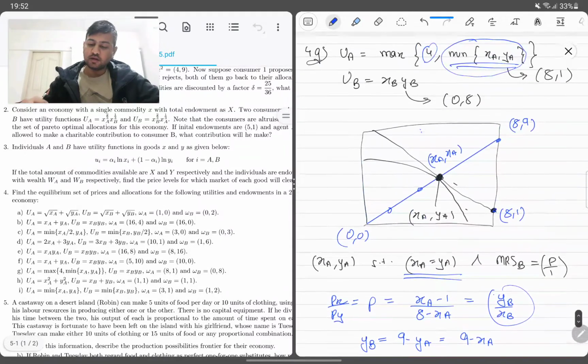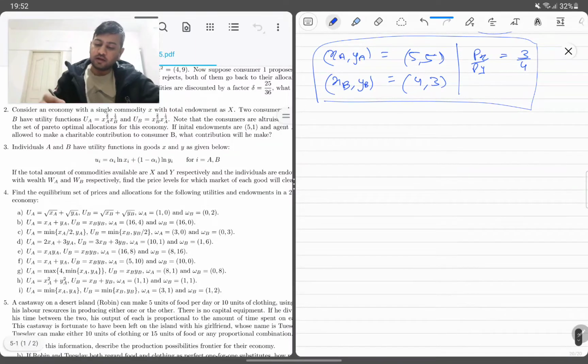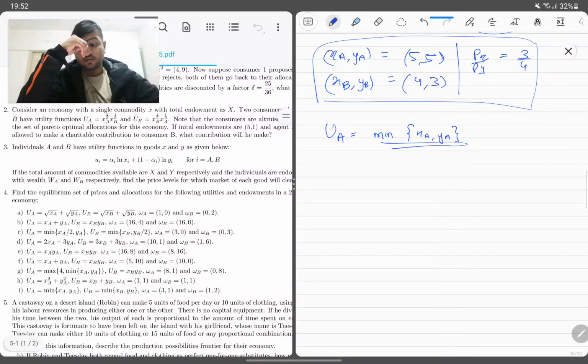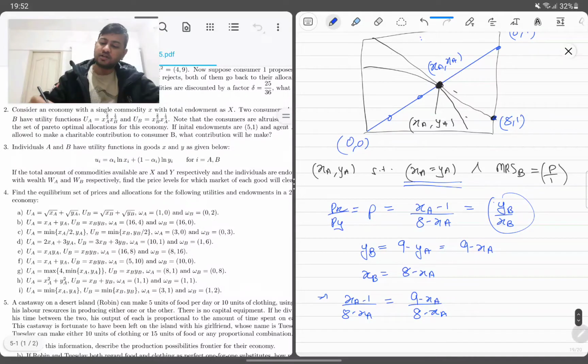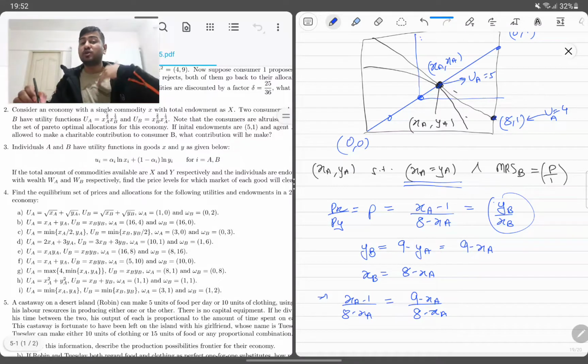Now the crucial thing: if here I had simply kept the utility of A as min of XA comma YA, then my answer would have been the same, because this intersection is not happening in this band. If the intersection were happening in this band, then my case would have been completely different. Okay, so because the intersection is happening here, I have no issues, because here the utility of this person is 4 and here the utility of person A is 5, so he is going to a higher utility. So it is a Pareto improvement, and that's why trade will happen.